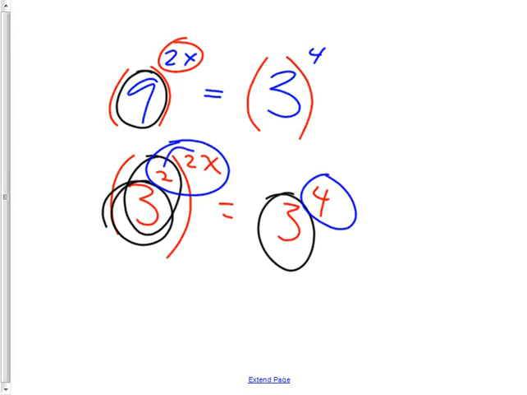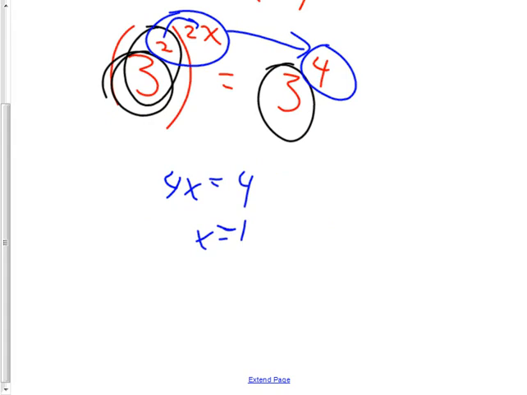And notice you have to distribute this out. 2 times the 2x makes 4x equals 4. Okay, so 4x equals 4, and once again, x equals 1. And they don't always come out that way, but that's a couple times in a row here.